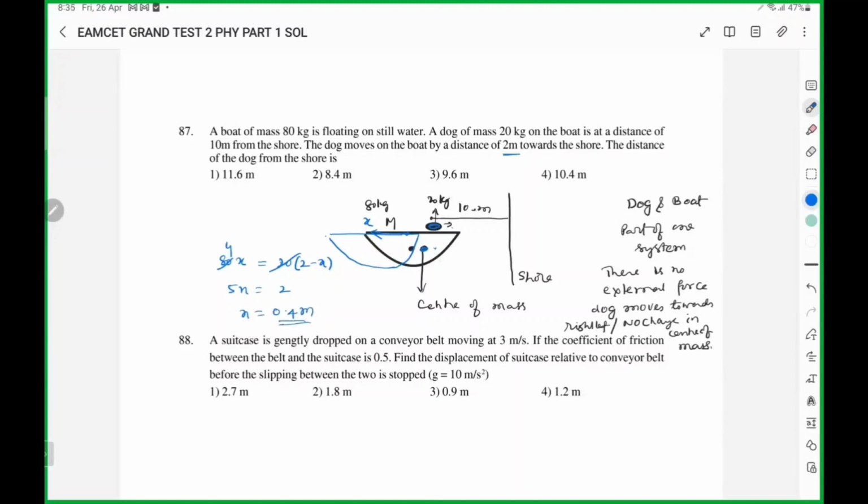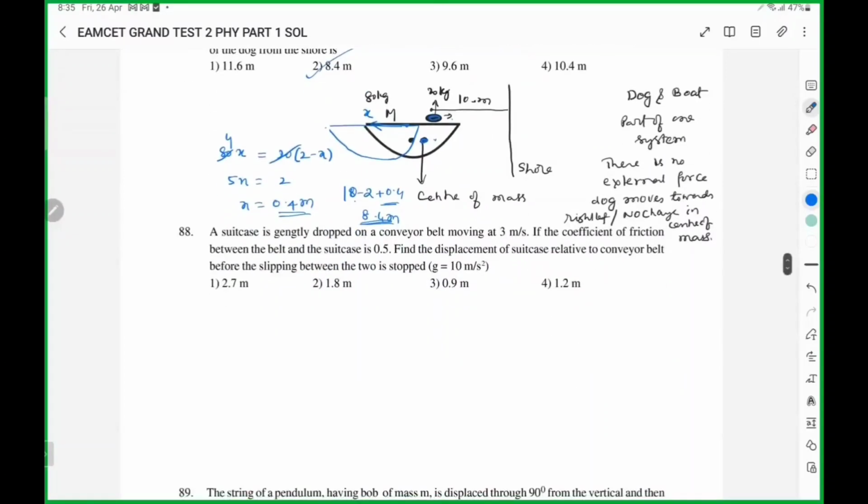So that is, in fact, 10 minus 2 plus 0.4, sorry. So 8.4 meters. So this is the distance of the dog from the shore.